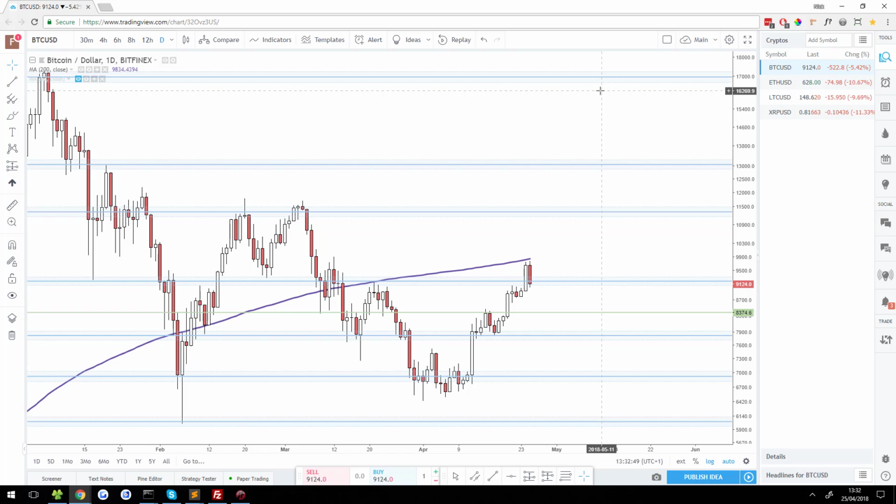Looking for a long continuation on Bitcoin USD this week. Let's keep a close eye on it on the lower time frames. Let's see how it all plays out.